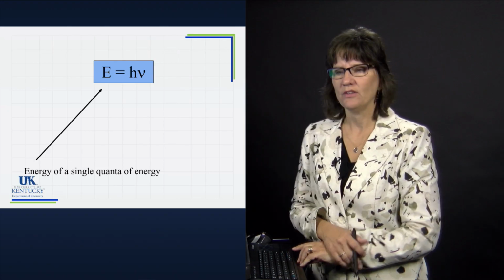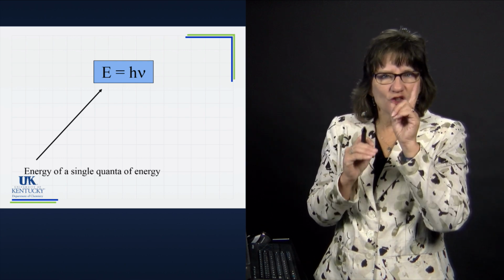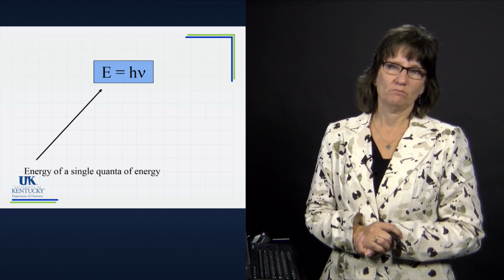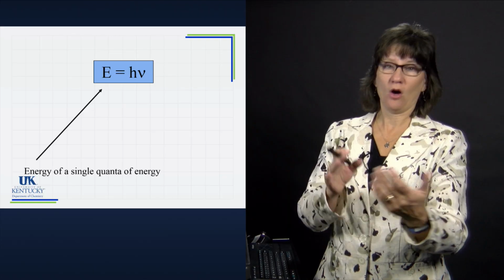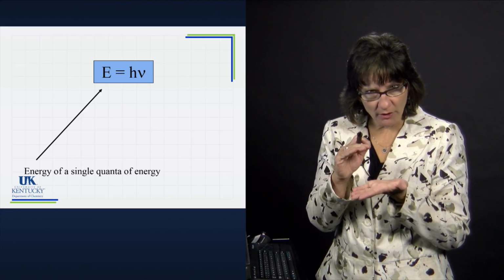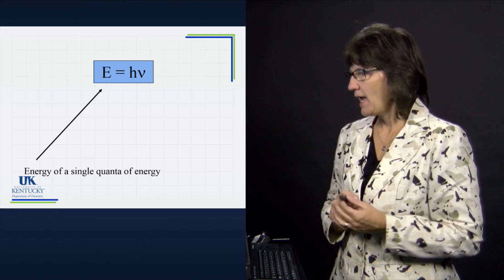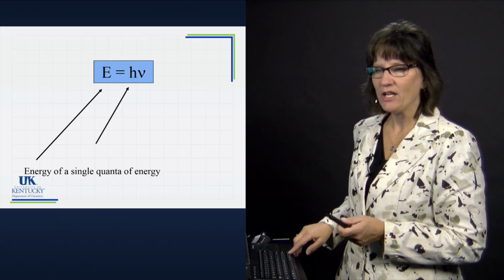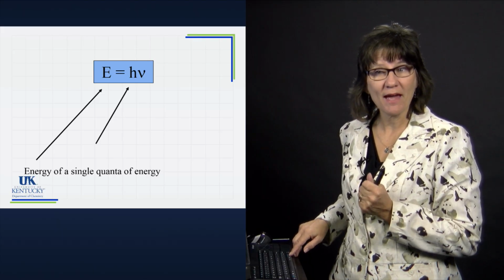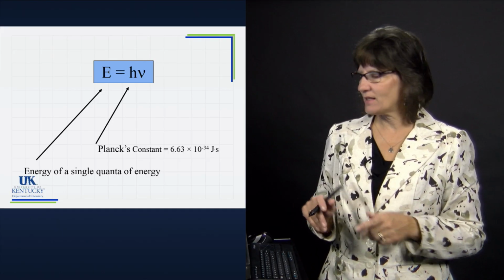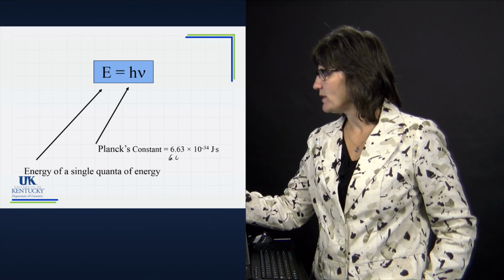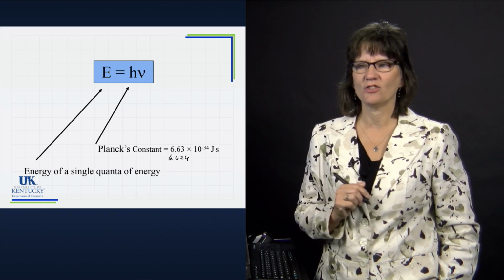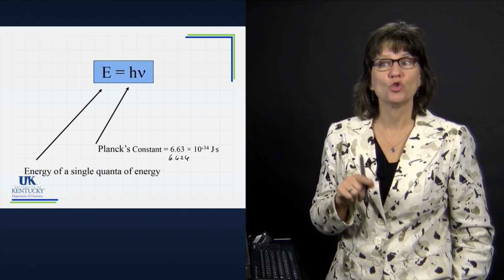So E is the energy of just one quanta. He didn't know what was causing this. He just said this is the smallest bundle of energy, E, and it would be equal to h, which is a constant named after him, 6.626 times 10 to the minus 34 joules times seconds.